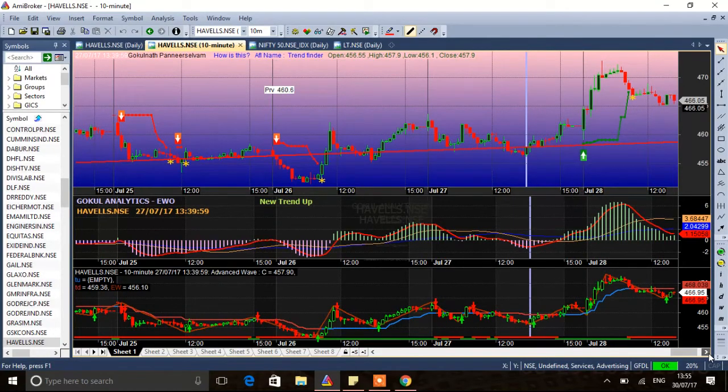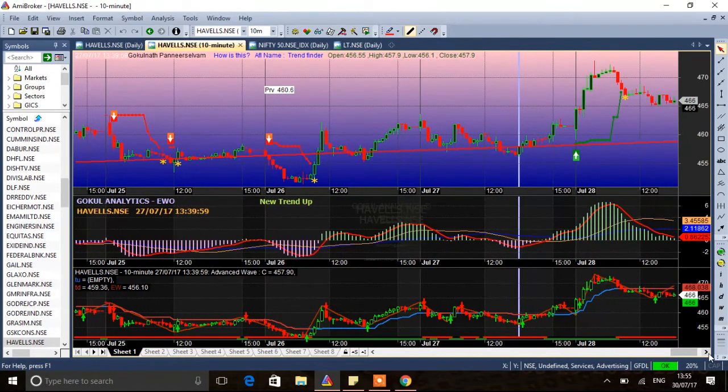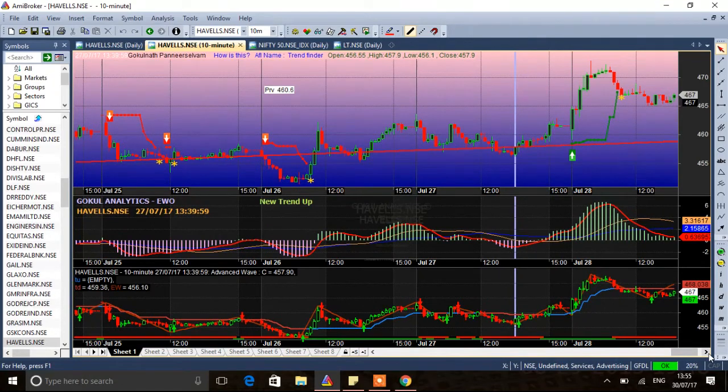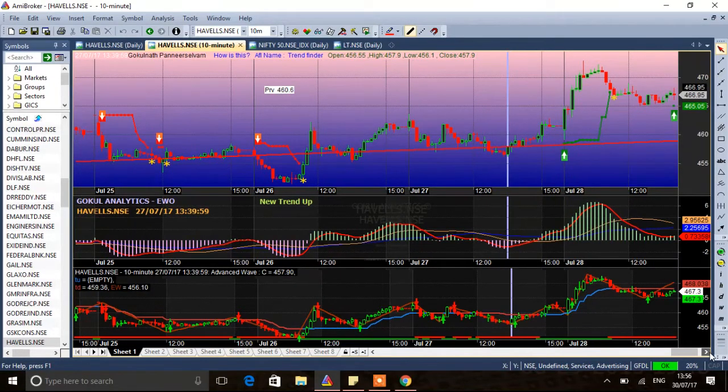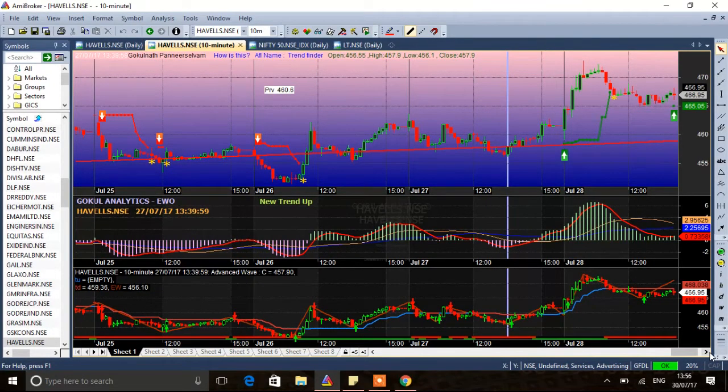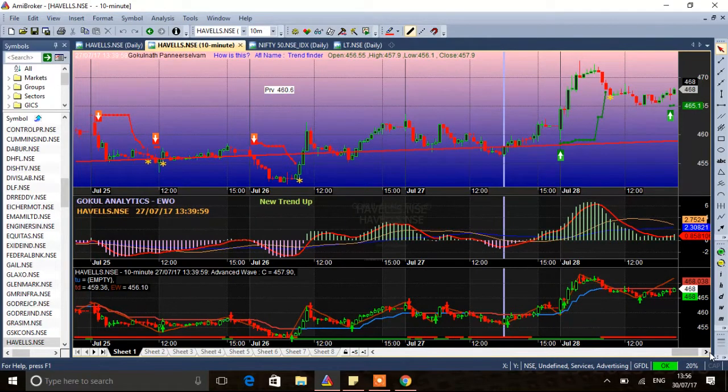So 468. No, it's moving down. Yeah, it's moving down. Here it's already touching the support. Okay, it's not going to go up. Yeah, so here it's touching this line.